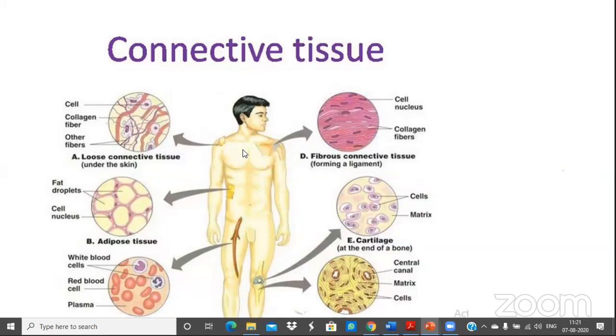Collagen fibers, here you can see. And this is adipose tissue, all fat cells. This is blood. Blood has a lot of cells here, white blood cells, red blood cells. It's a liquid form of connective tissue. This is a bone, also connective tissue. This is called a tendon and a ligament.